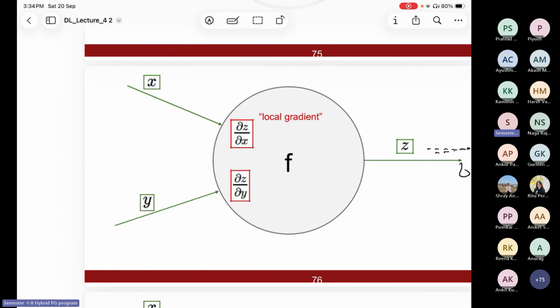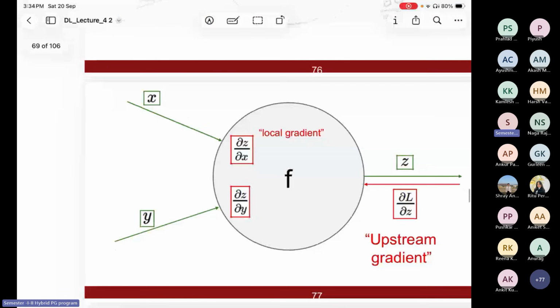Okay. Now if I ask you what will be the del L by del X, what will you do? You'll find the upstream gradient and multiply it with the local gradient. So your local function is this, your F, and you are getting Z as the output. So the local gradient will be del Z by del X and del Z by del Y. This is the local gradient, and whatever upstream is coming, you multiply that with this, and that will give you the full gradient.